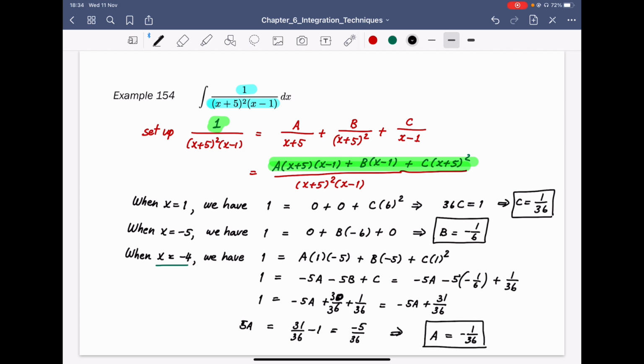It is possible that you solve for A, B, and C differently from me, and you can find a way that is shorter than mine. That's fine. This depends on your technique. All right, so we have A, B, and C. We are just going to plug in A, B, and C and then integrate. So we are going to copy that.